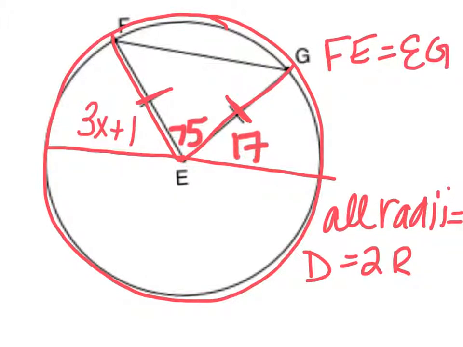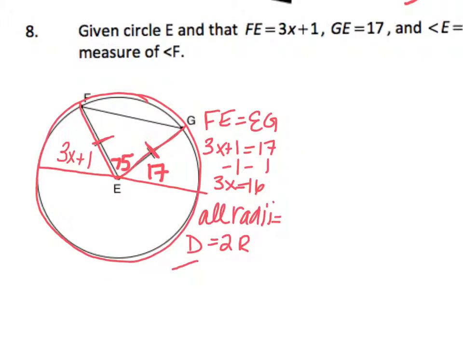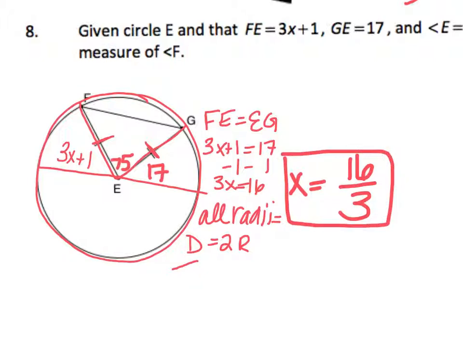Since FE is 3x plus 1, I can set that equal to 17, which is EG, and then I'm just going to solve that. I'm going to subtract 1 from both sides. So x is going to equal 16 over 3. Normally this comes out nice, but this one just came out kind of weird. But we set it up right. All radii are equal or congruent, so we set that up correctly. So x equals 16 over 3.